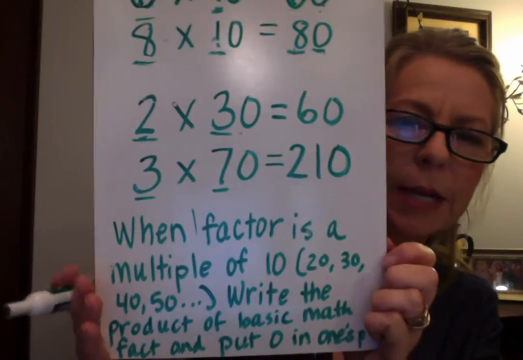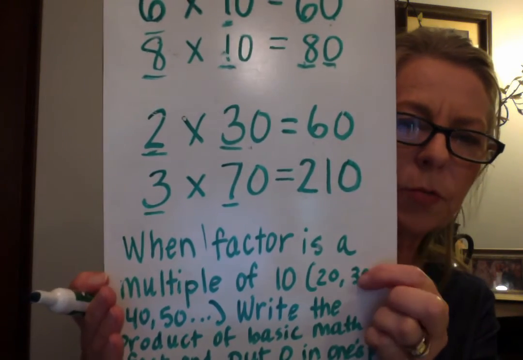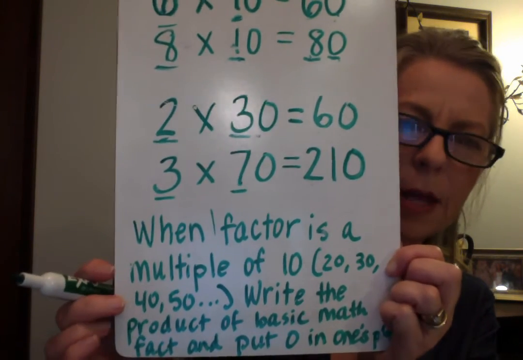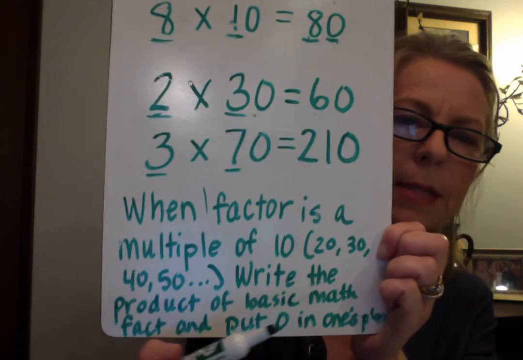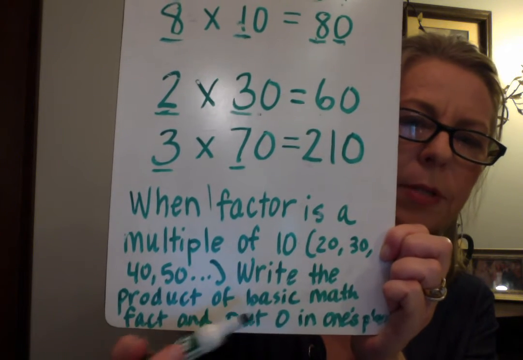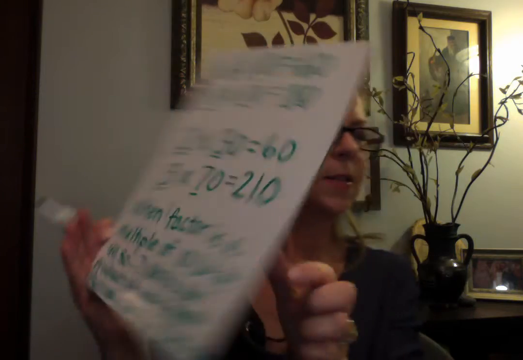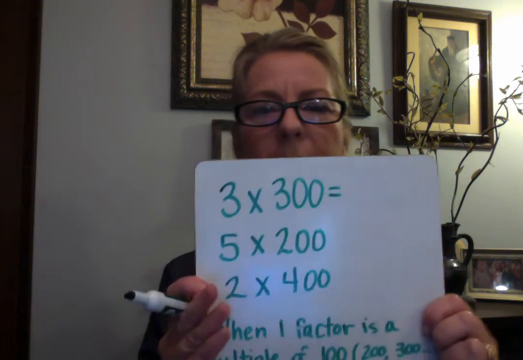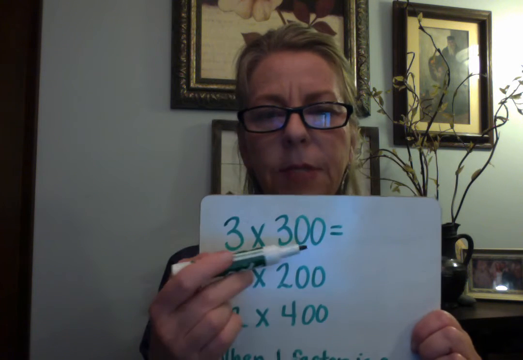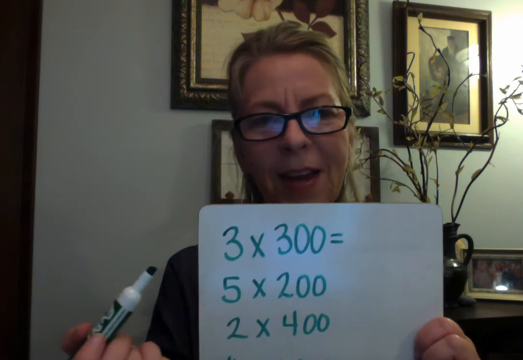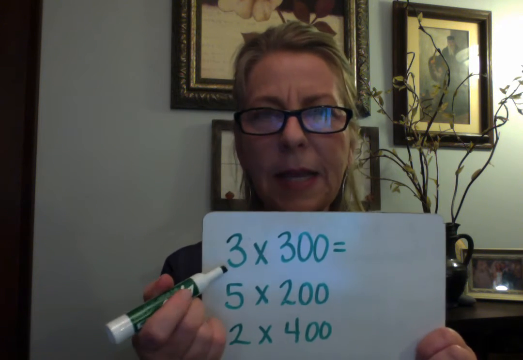When one factor is a multiple of 10, such as 20, 30, 40, 50, etc., write the product of the basic math facts and put 0 in the ones place. Okay? All right, so now what if we did that same sort of pattern, but we did hundreds instead of tens? Okay? So 3 times 300, and you could probably figure that out, 3 groups of 300, but let's take that shortcut.